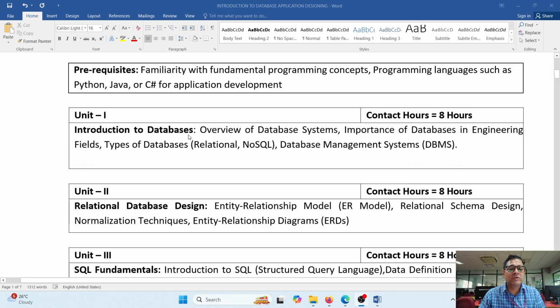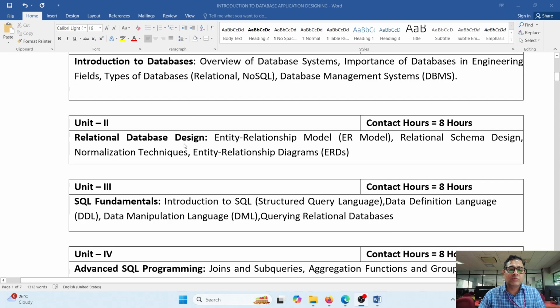So first unit will deal with the introduction to the databases. So we'll be learning what exactly is the database, how database is important from the engineering domain, what are the different types of databases, and then we'll learn database management system. What exactly is database management system? What is data and how to deal with the data? What are the different types of the data? And to store these data, how the database management system is required. So that we'll cover in our first unit.